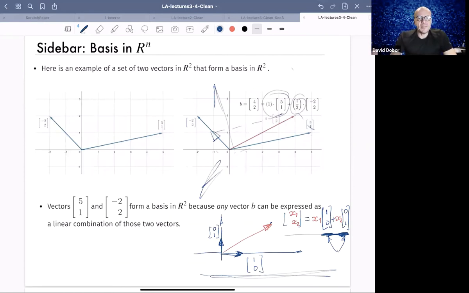When that happens, what happens? When any vector on the plane can be expressed as a linear combination of some 2 vectors, those 2 vectors are said to form a basis in R2. These 2 blue vectors here form a basis in R2. Just as the standard vectors do. They have a special standard name. These are called standard orthonormal bases. But these 2 blue vectors that are drawn here form a basis in R2. Now, that was a bit of an aside.